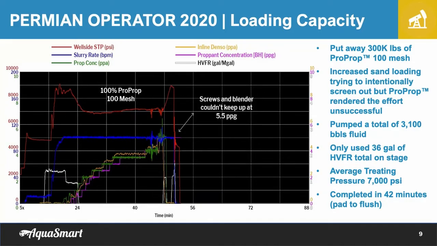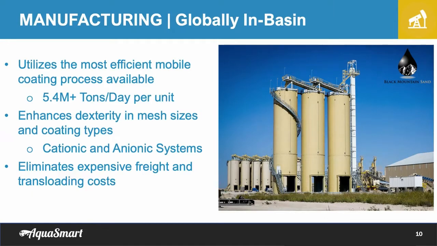We also felt it was critical to embrace the mindset of being globally in basin. Our mobile coating process allows ProProp to be neatly and efficiently inserted into your current supply chain, keeping costs low and mitigating the bottlenecks that have plagued the proppant coating business for many years. This strategy allows us to scale quickly with demand and keep your costs low. In fact, in the third quarter of this year, we entered into an agreement with Black Mountain Sand in the first of hopefully several in-basin sand mine partnerships.